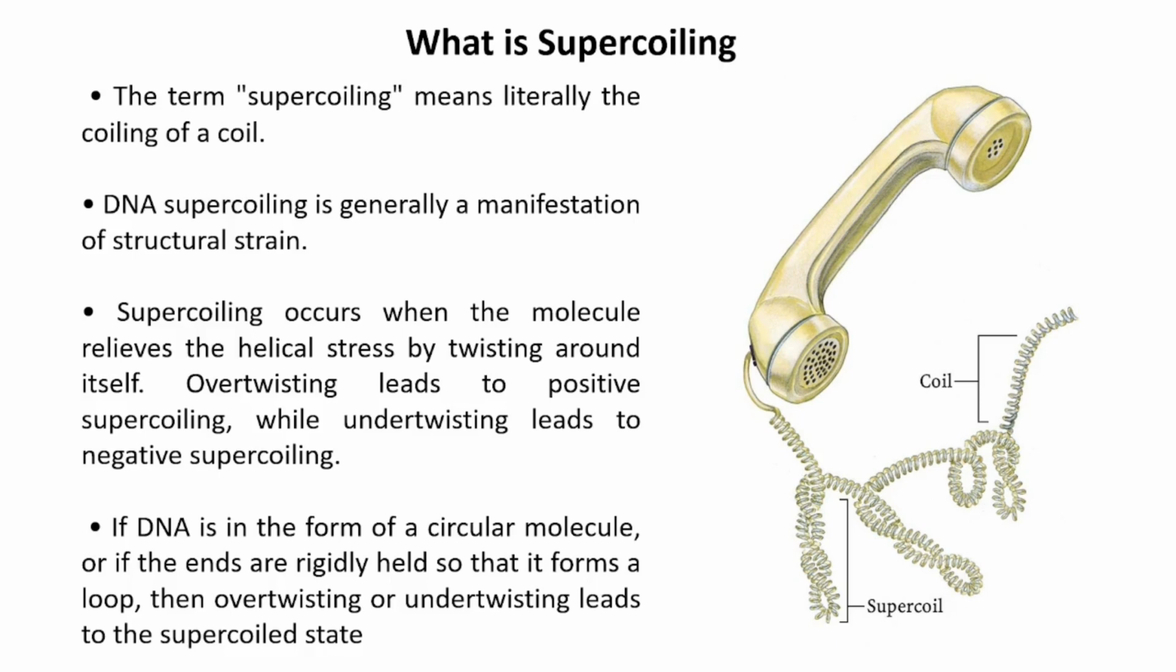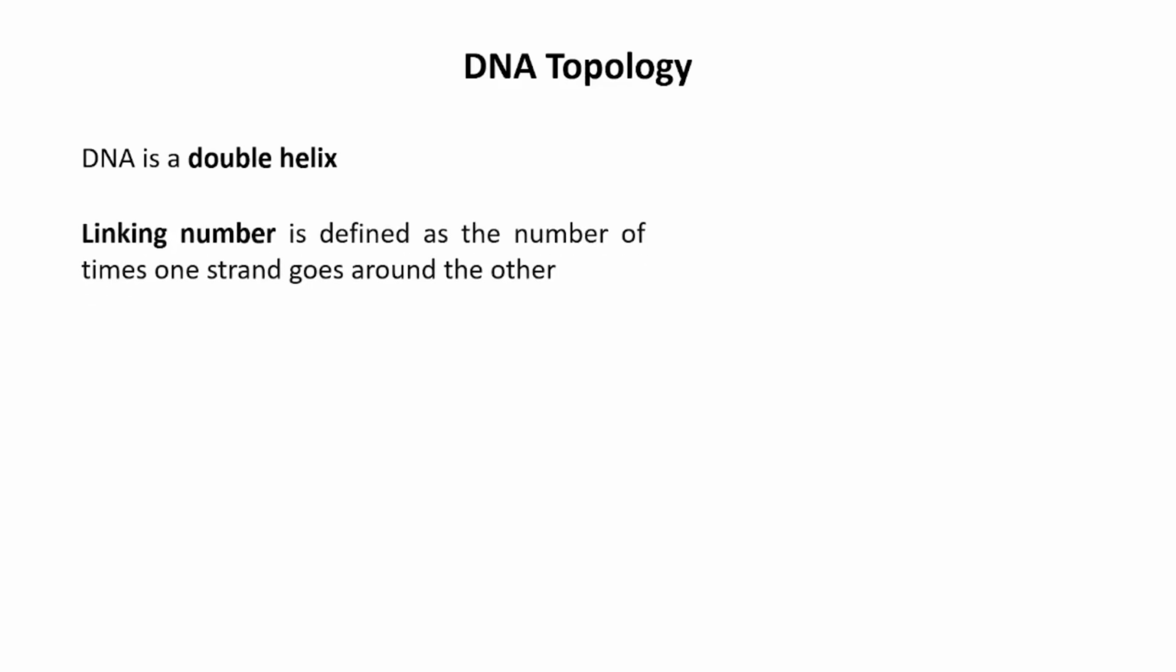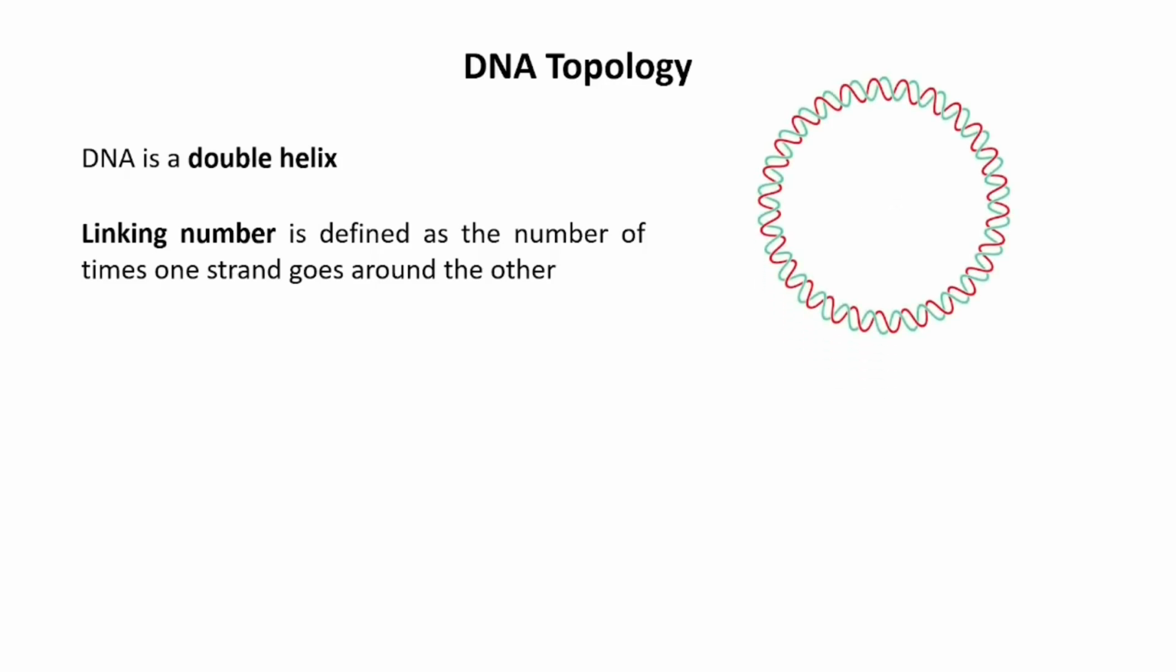In order to understand topoisomerases, let us first understand the term topoisomers, and to understand topoisomers, let us revise DNA topology. DNA is a double helix where one strand goes around the other strand. The linking number is defined as the number of times one strand goes around the other. Thus, if there is a 2000 base pair DNA molecule and it is in the B form of DNA, the linking number is 200 because there are approximately 10 base pairs per helical turn.